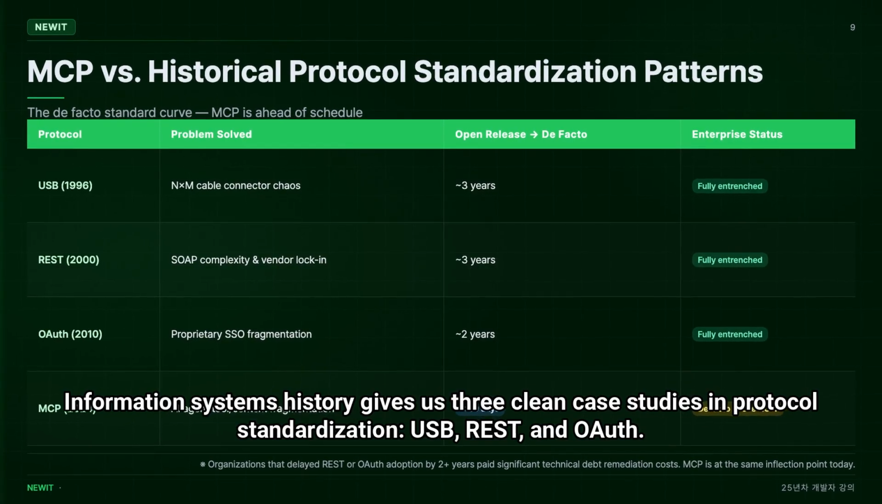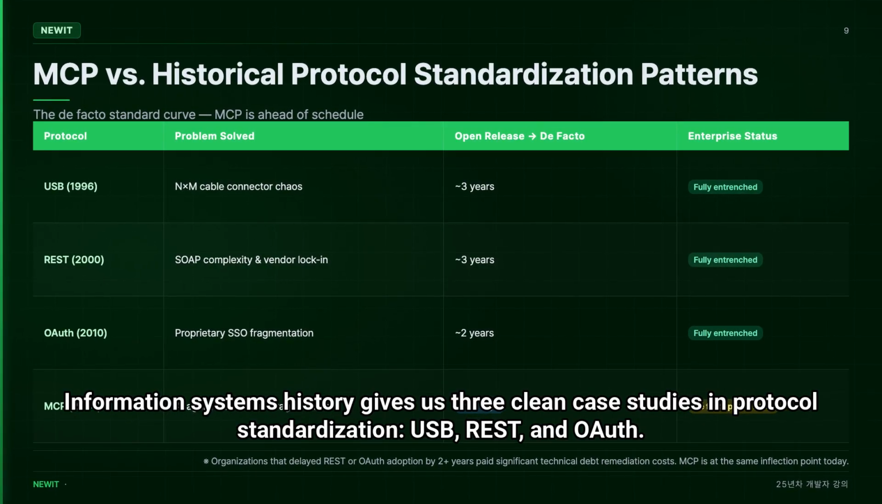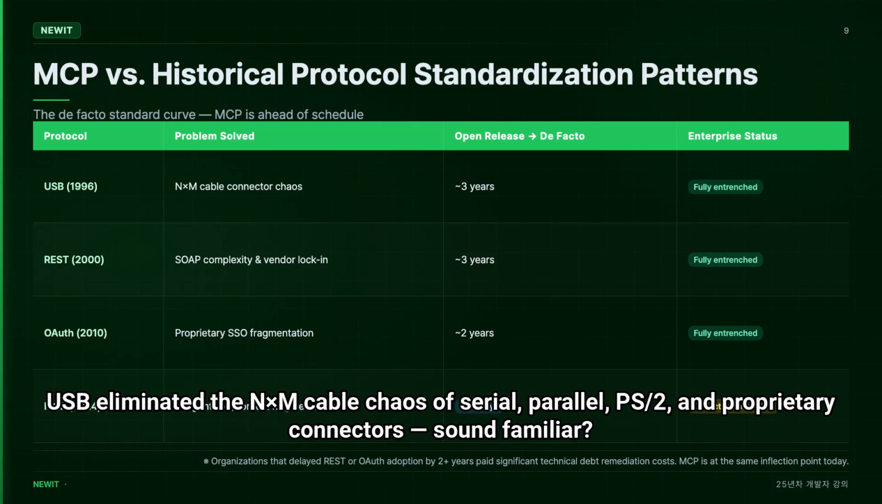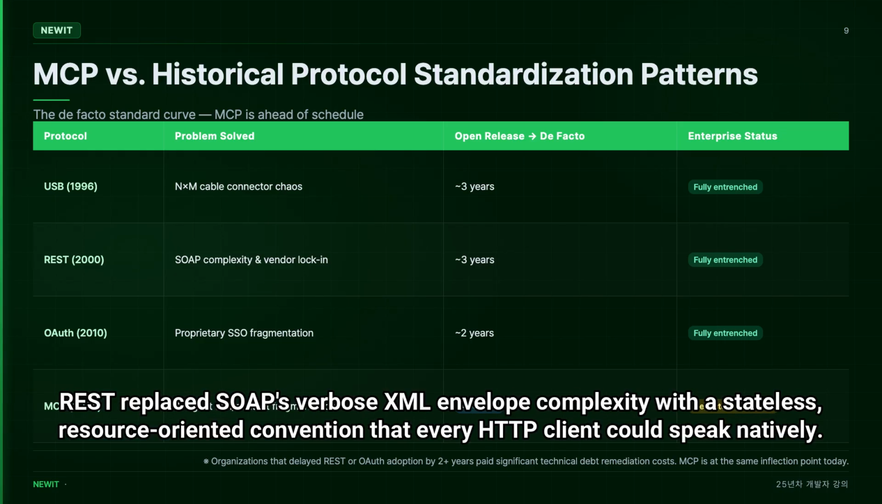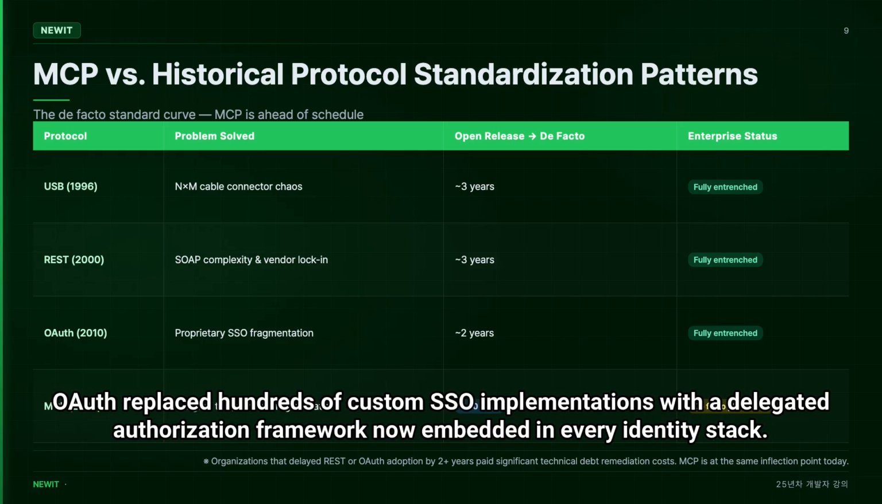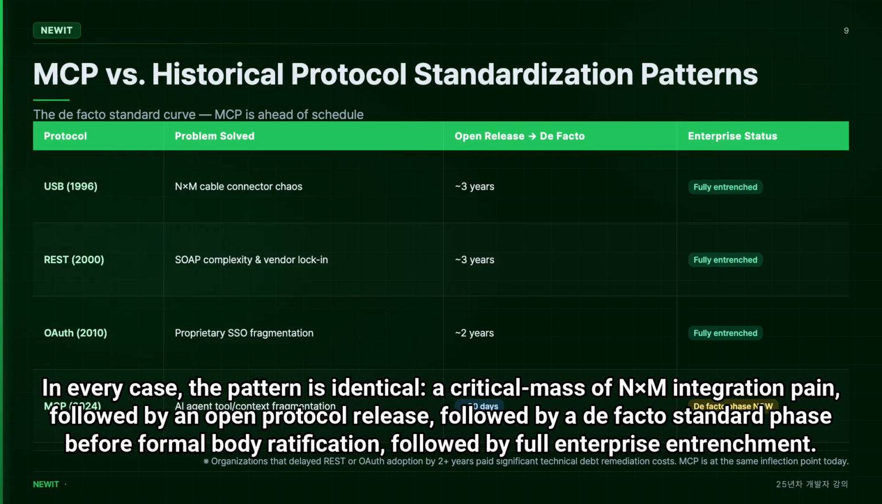Information systems history gives us three clean case studies in protocol standardization: USB, REST, and OAuth. USB eliminated the N×M cable chaos of serial, parallel, PS2, and proprietary connectors. Sound familiar? REST replaced SOAP's verbose XML envelope complexity with a stateless, resource-oriented convention that every HTTP client could speak natively. OAuth replaced hundreds of custom SSO implementations with a delegated authorization framework now embedded in every identity stack.